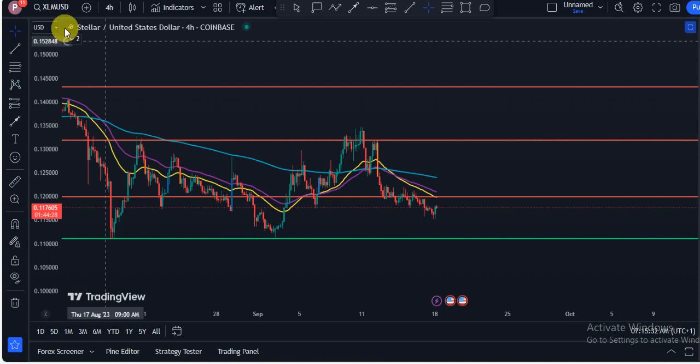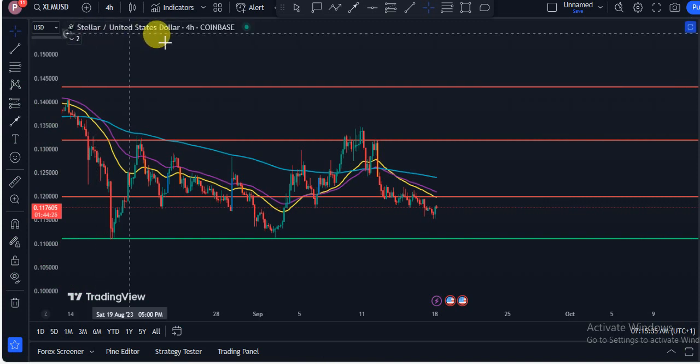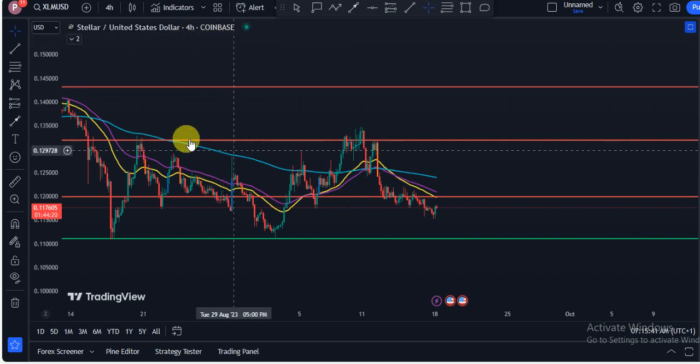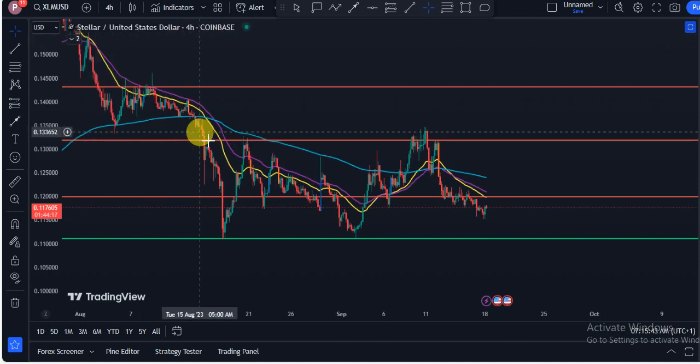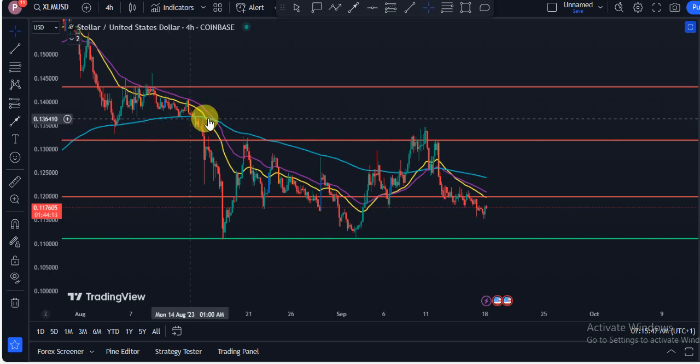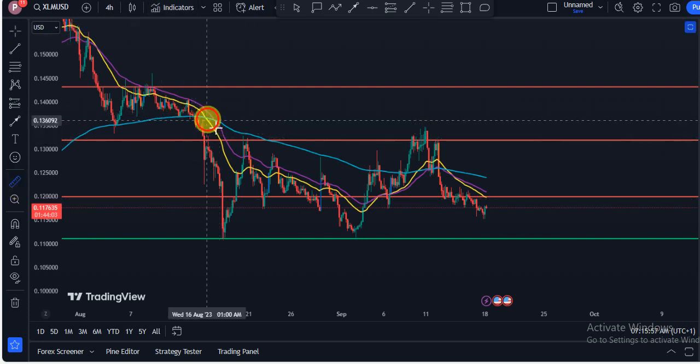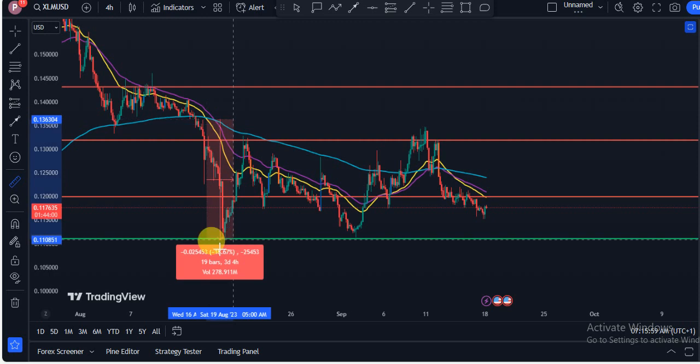We are on the chart for Stellar XLM versus the US dollar, on the 4 hourly time frame, and Coinbase is the data source. One of the things we have been seeing for Stellar XLM was that the moment we pushed below this 200 EMA on the 4 hourly time frame, we expected a push to the downside. We saw that push to the downside of about 18%.